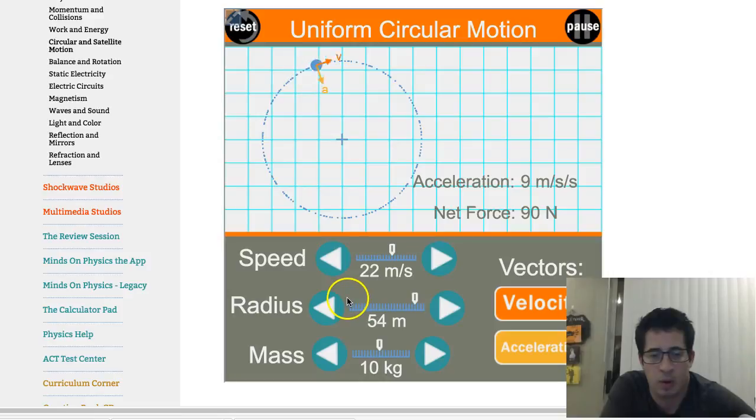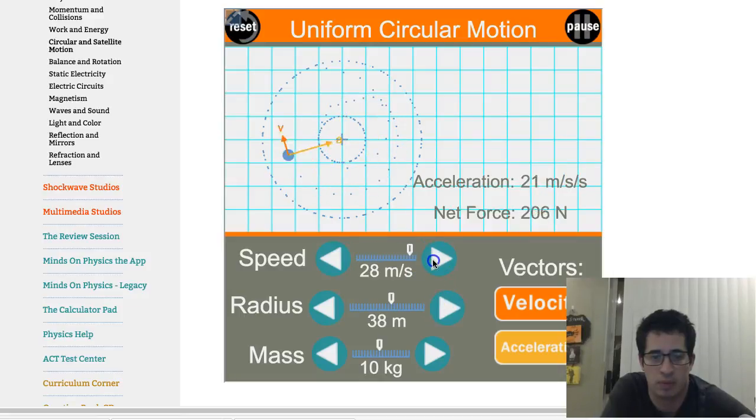Okay, what will happen to a as I decrease the radius of the rotation? When we try it, we see that as this gets smaller, a gets bigger because it has to change that direction faster. Okay, we'll decrease the speed, so you can see it go a little slower. As the speed gets bigger, so does a. As the speed gets smaller, so does a. Okay, and this is basically it. This is uniform circular motion.